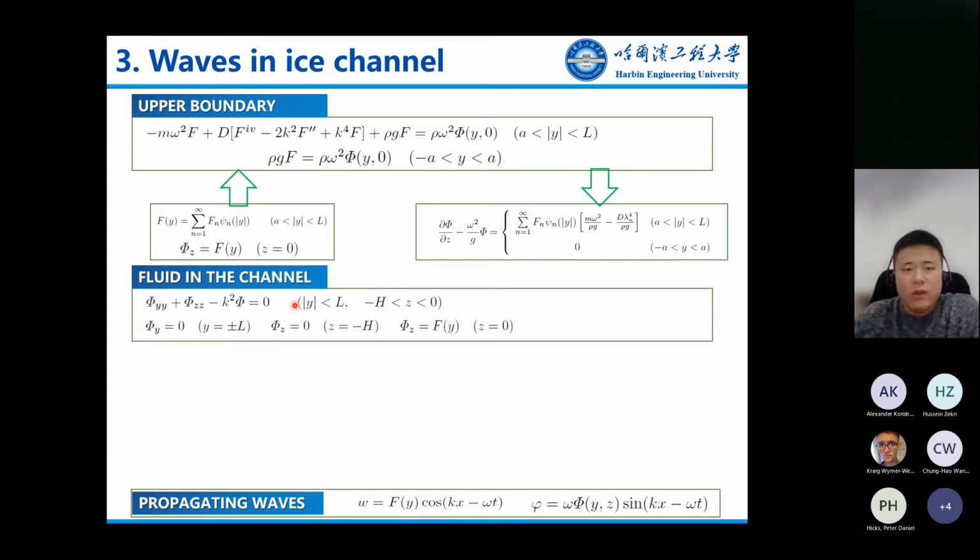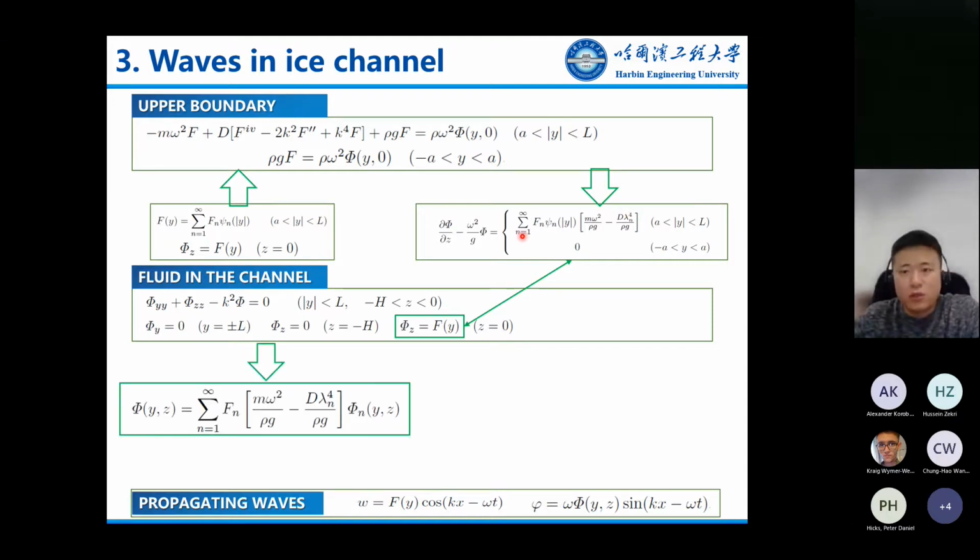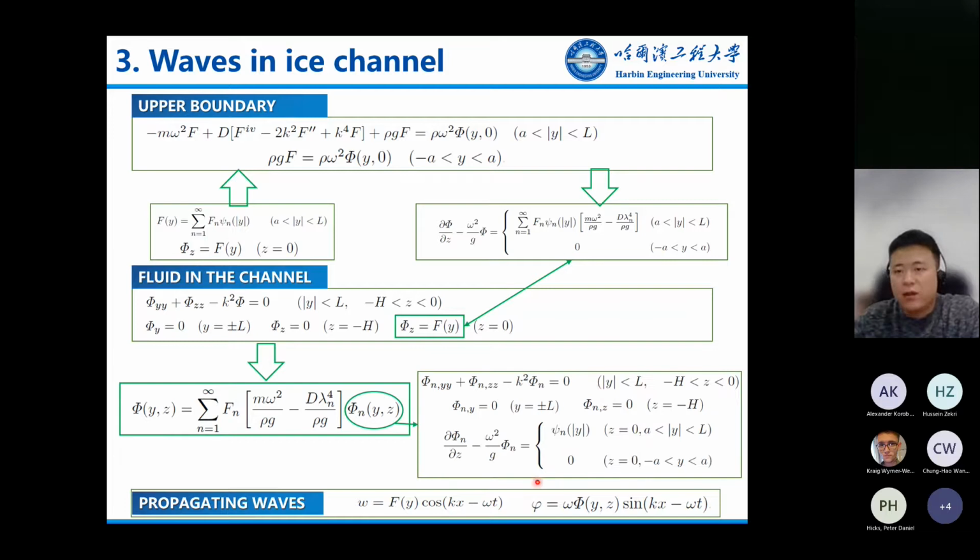For the boundary value problem of velocity potential in the channel, the boundary condition at the free surface z equal to 0 can be replaced by the integral condition. According to the form of the integral condition, we can write the velocity potential in a similar form. The velocity potential big phi n is a solution of the boundary value problem.